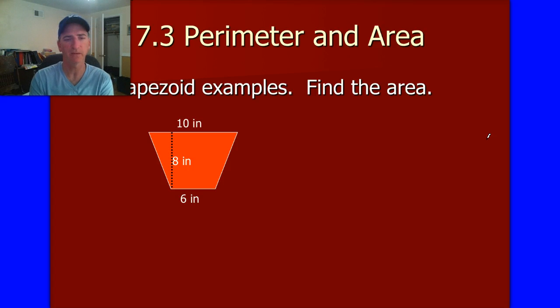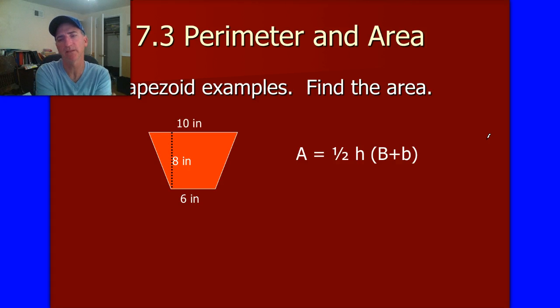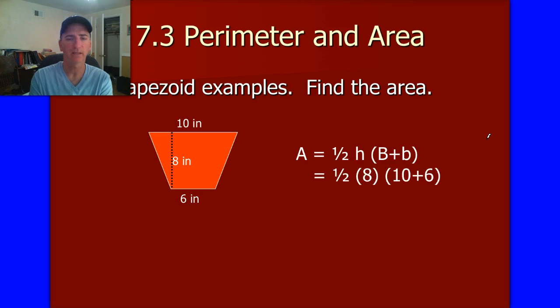Let's say you have this trapezoid where the base lengths are 6 and 10, and the height is 8. All we're going to do is plug it into this formula that's right off your formula sheet: 1/2 times height times base. The height there was 8. You can see it lined right up here. Just plugged it in. The height was 8. One of the bases was 10. One of the bases was 6.